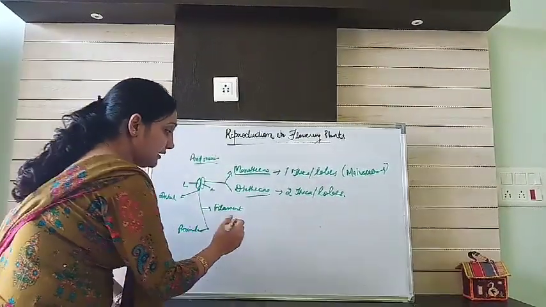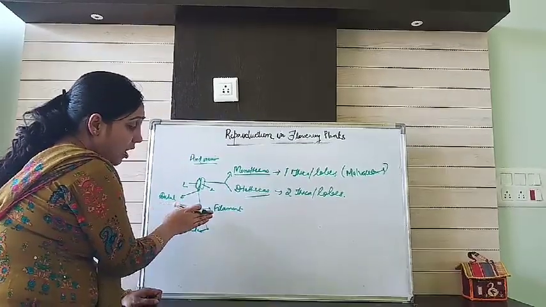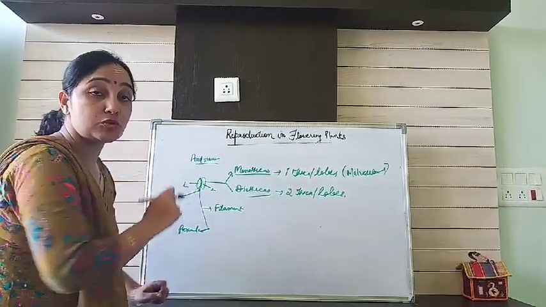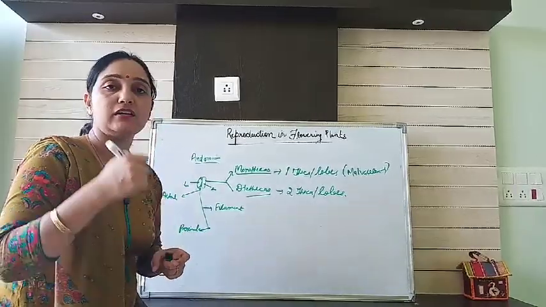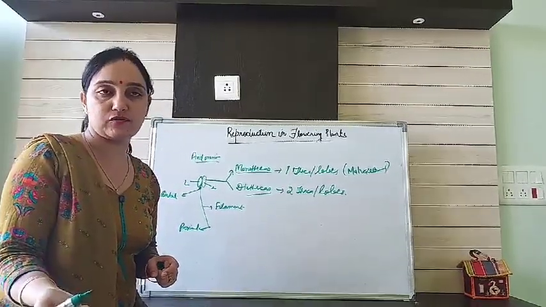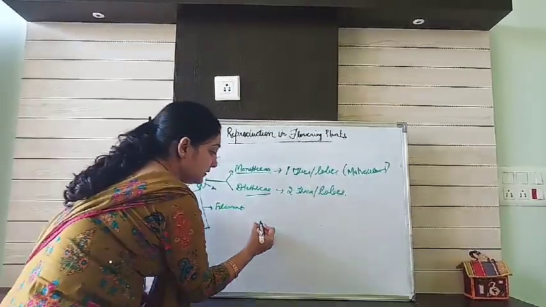Next, we will see how the filament is attached to the lobes of the anther in different ways in different varieties of angiosperms. Let's see.